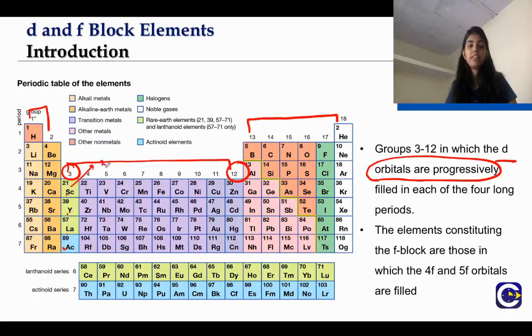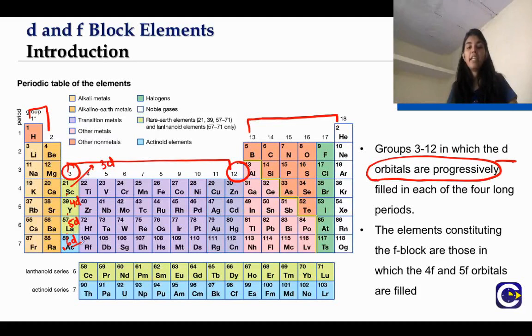This is known as the 3D series or the first transition series. This is known as the 4D series or the second transition series. This is known as the 5D series or the third transition series, and this is known as the 6D series, that is the fourth transition series, right? And one important thing here is that for 3D, 4D and 5D, you have to remember the electronic configurations as well as the name of the elements too.